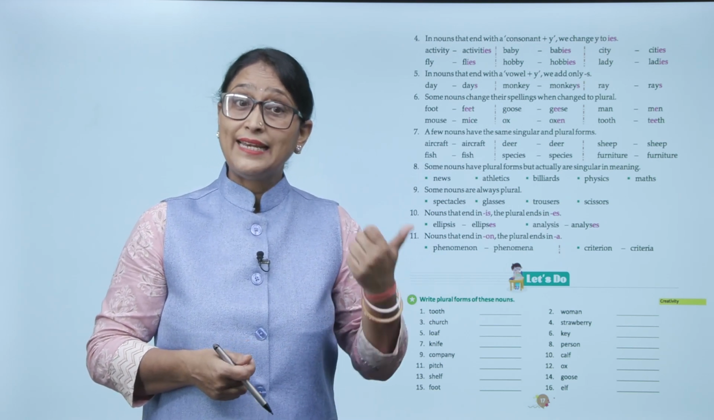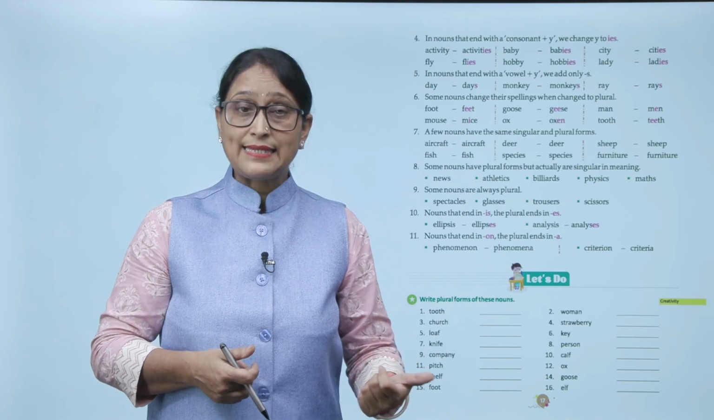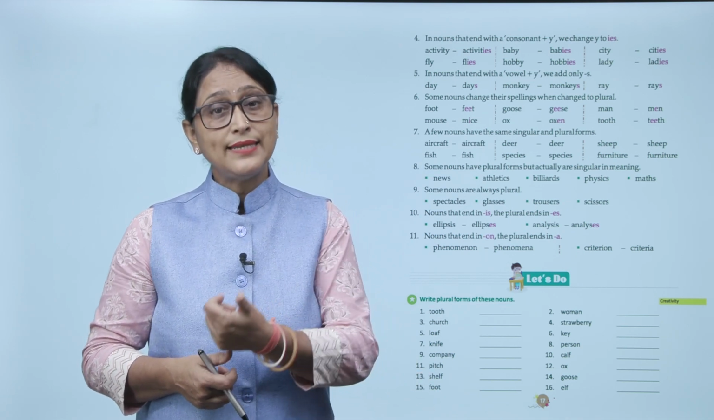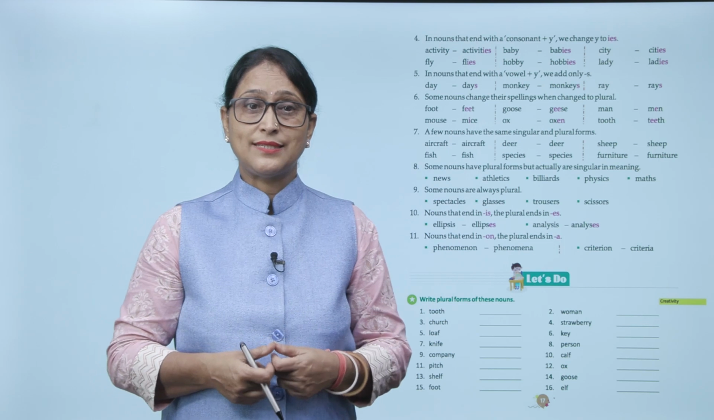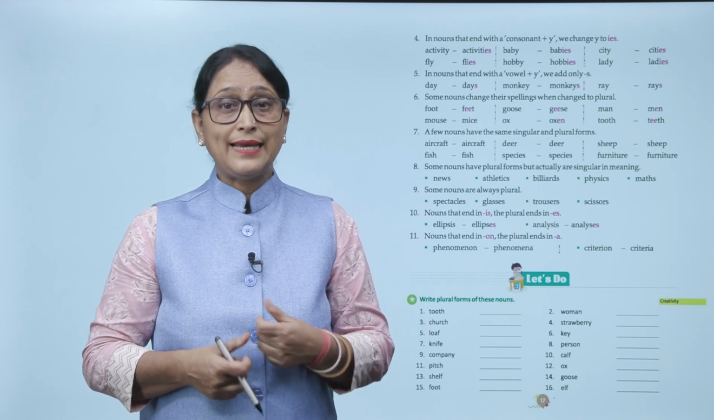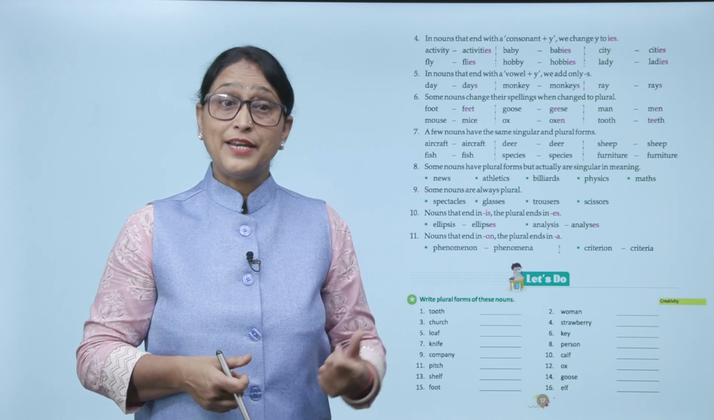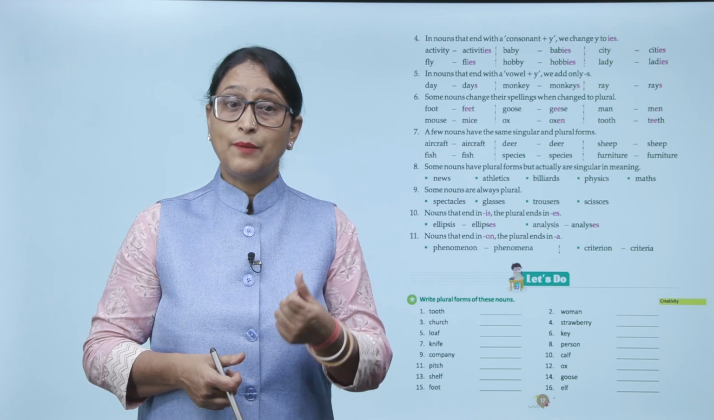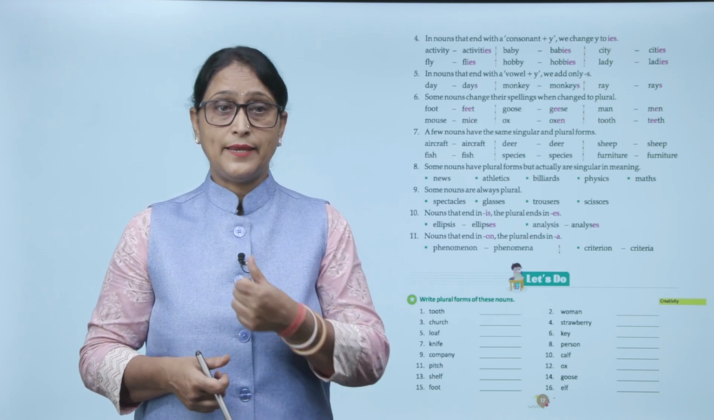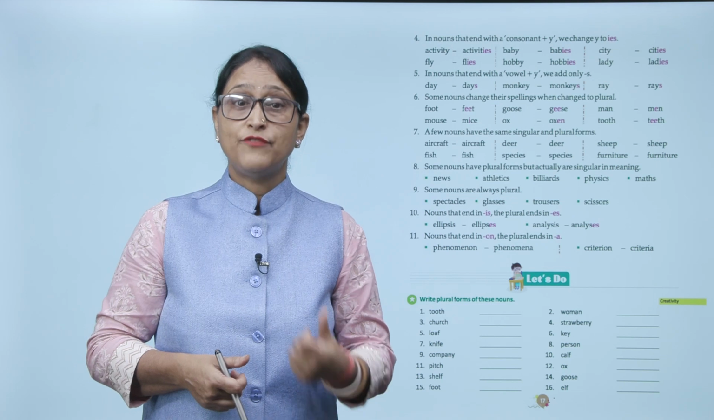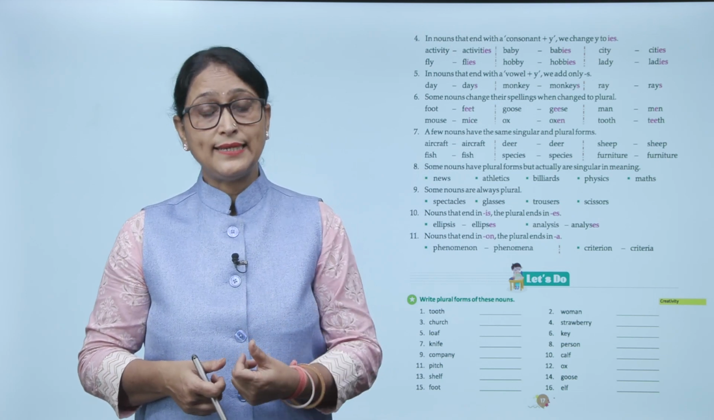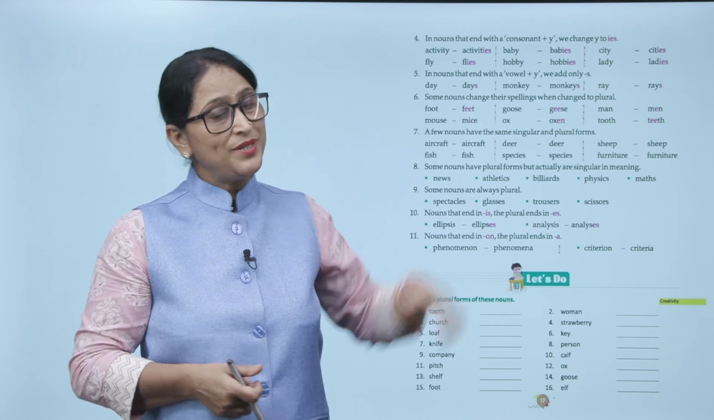Nouns that end in is, the plural ends in es. Ellipsis, ellipses, analysis, analyses. Nouns that end in on, the plural ends in a. Phenomenon, phenomena. Criterion, criteria. I hope it is clear to you now.